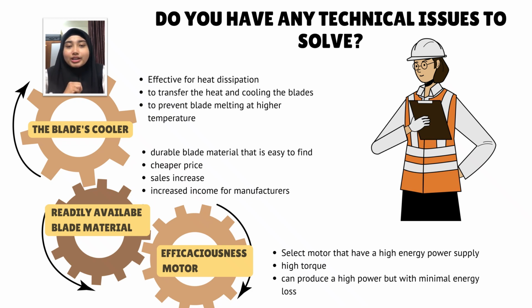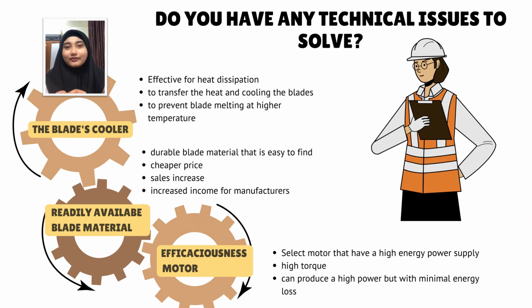Second, we use readily available blade material to create our product. By using durable blade material that is easy to find, the cost of production will be cheap. So we can sell the fan at a cheaper price. If the product is sold as a fan for daily users, sales will potentially increase and the income for the manufacturer will increase too, because its cheap price creates high demand from users.